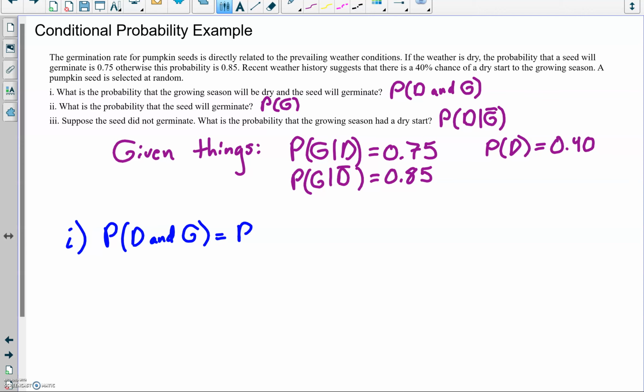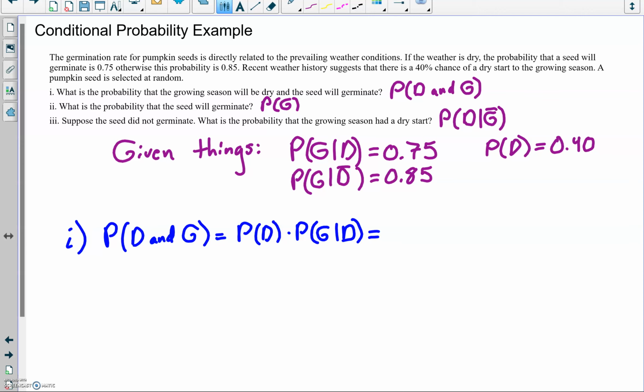So the first thing we need to do is put the probability of D down there, the probability of being dry, and then multiply by the probability that this thing germinates given that it's dry, since the germination does depend on the weather. So the probability of dry and it germinates will be the probability of dry times the probability of G given D. This is what happens whenever you have those conditional, or more importantly, dependent scenarios, where one of the things, in this case germination, depends on something else happening. And in this case, that something else is the weather condition.